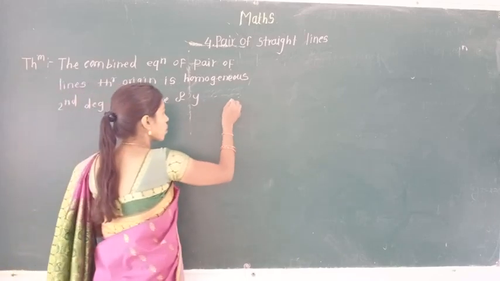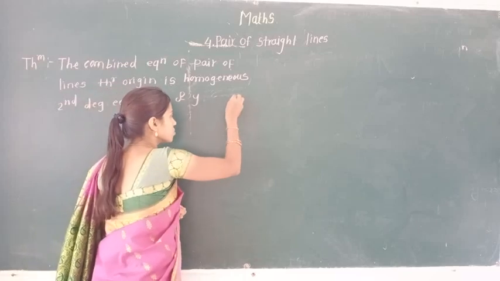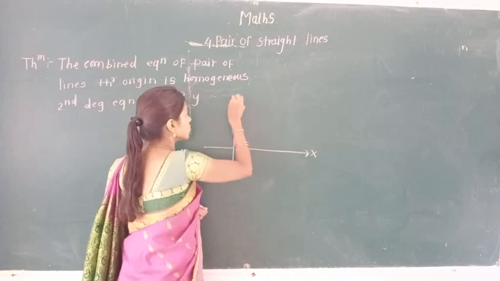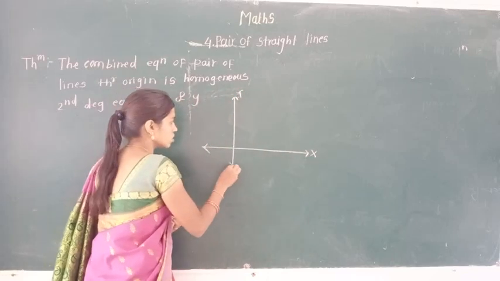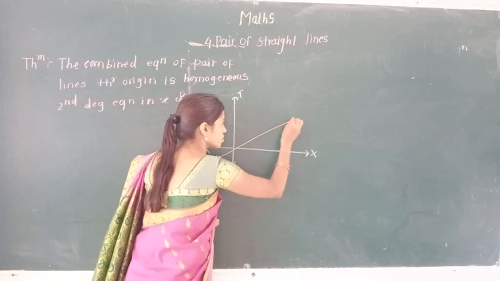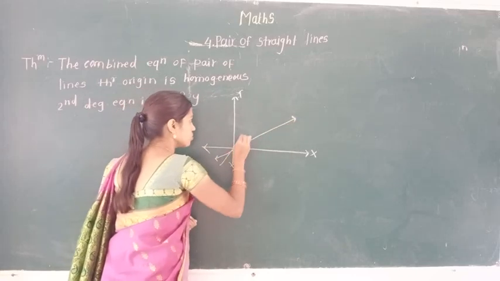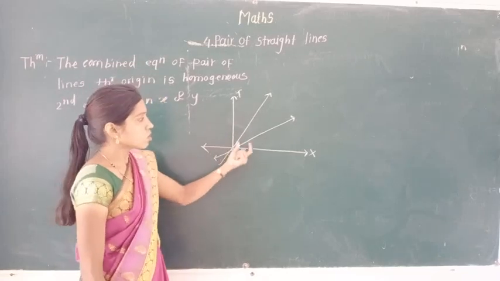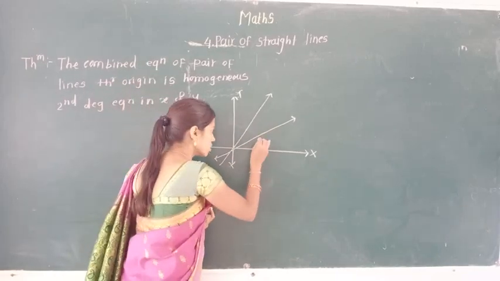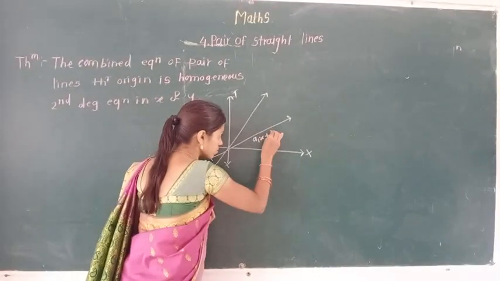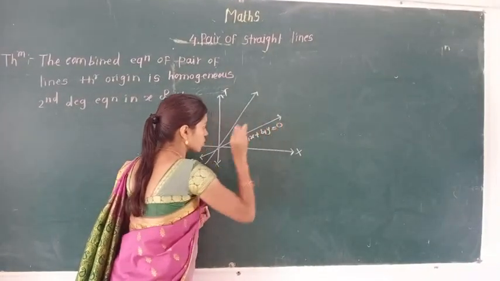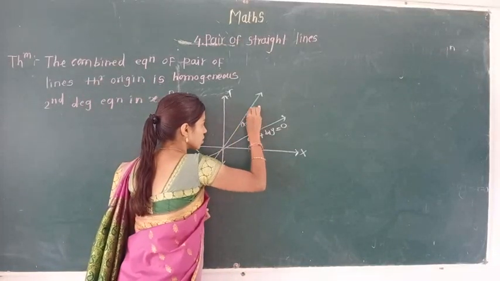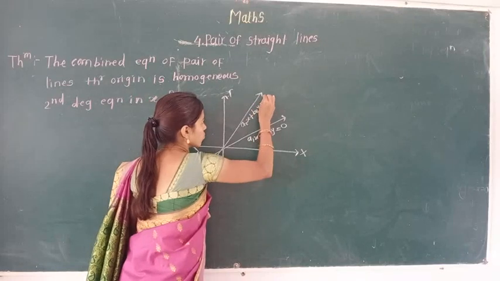So first of all we consider two lines that pass through origin. In this rectangular coordinate system we have to draw the two lines. Here is the first line and here is the second line. Now see, the equation of line passing through origin is a1x plus b1y is equal to 0. Equation of second line is a2x plus b2y is equal to 0.